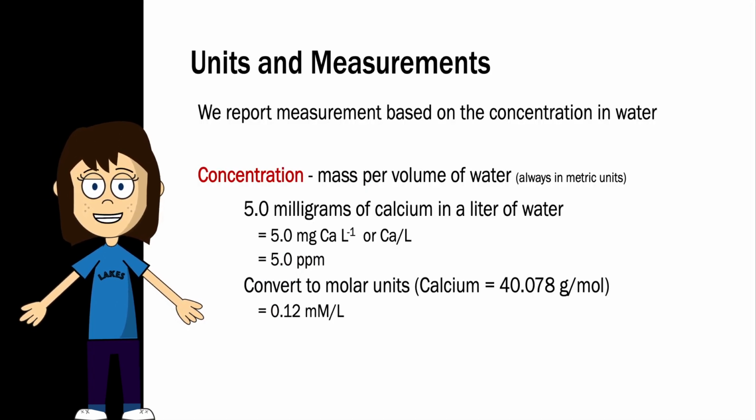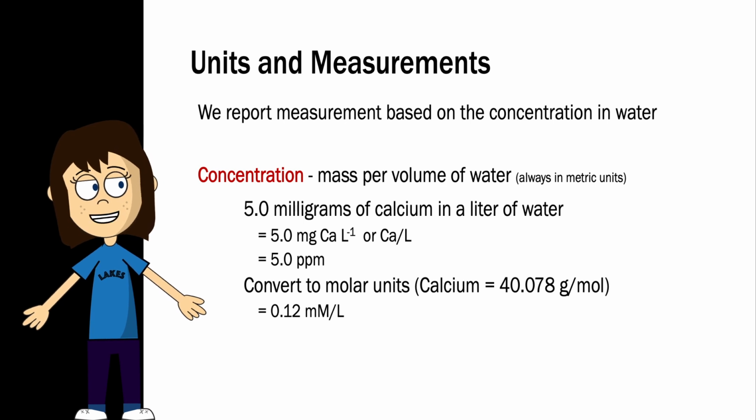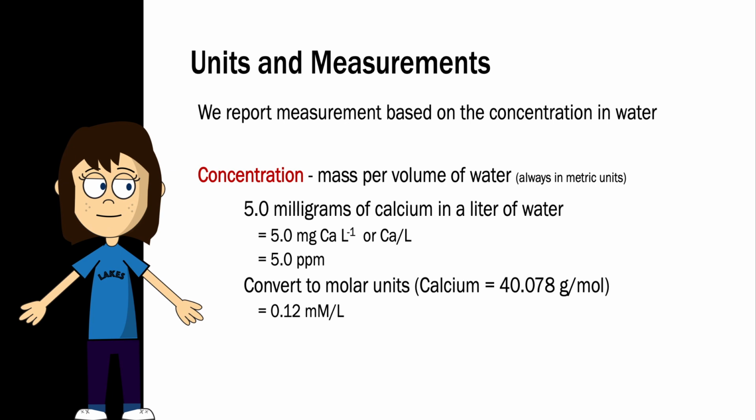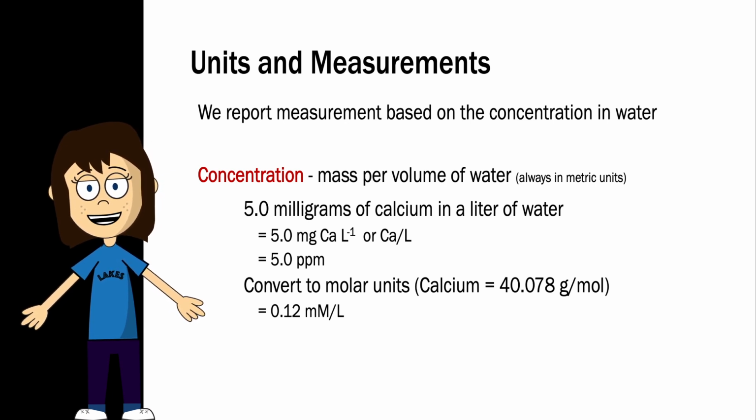And we typically report the measurement of major ions based on their concentration in water. And concentration is a unit of mass per volume. And we always use metric units in science. And so, for instance, we might have 5 milligrams of calcium in a liter of water. And so we represent this by saying 5 milligrams of calcium per liter, or 5 ppm, parts per million.